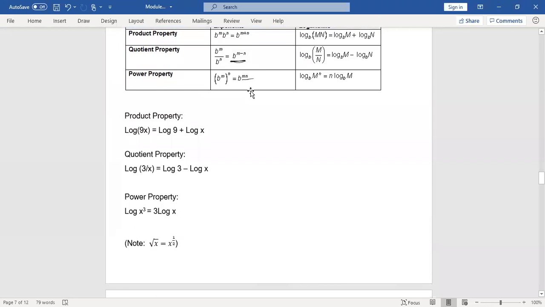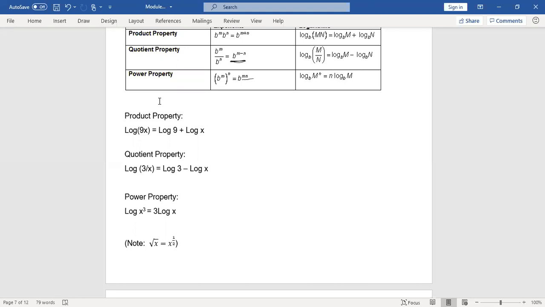So here's a few examples. For the product property, log of 9x, again, product means we're multiplying two quantities together. Remember, whenever we're multiplying like bases, we add the exponents, so this would be addition. So it'd be the log of 9 plus the log of x.